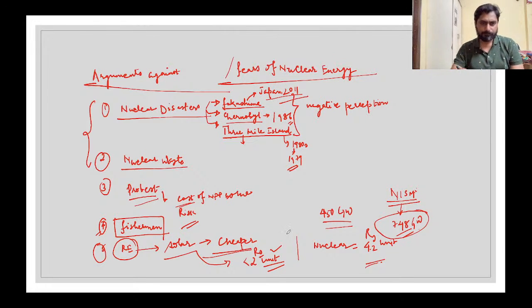Okay, so another fear which people have is that we have to depend on others. So it will create dependence: dependence for fuel, for technology, because India does not have sufficient uranium.